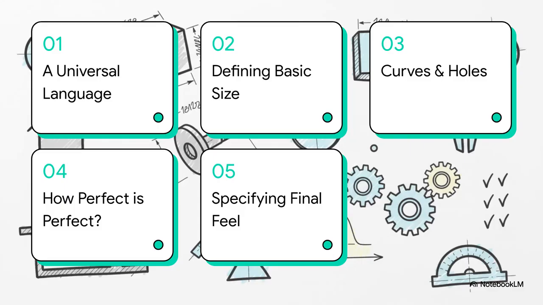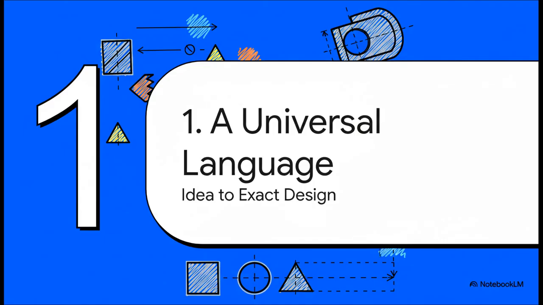So, here's what we're going to do. We're going to build a simple part, virtually, from the ground up, just to understand this language. First, we'll cover why this language is so important. Then, we'll give our part its basic size. After that, we'll add some curves and holes. Then, we'll ask a really important question. How perfect does it need to be? And finally, we'll decide on its final feel, its texture. Let's get into it.